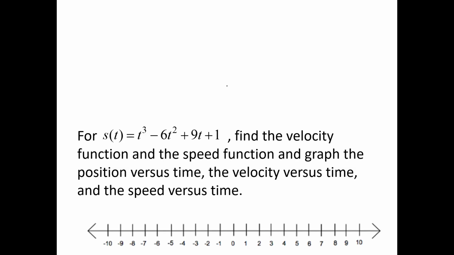Okay, so for s of t equals t cubed minus 6t squared plus 9t, find the velocity function and the speed function, and graph the position versus the time, the velocity versus the time, and the speed versus the time.